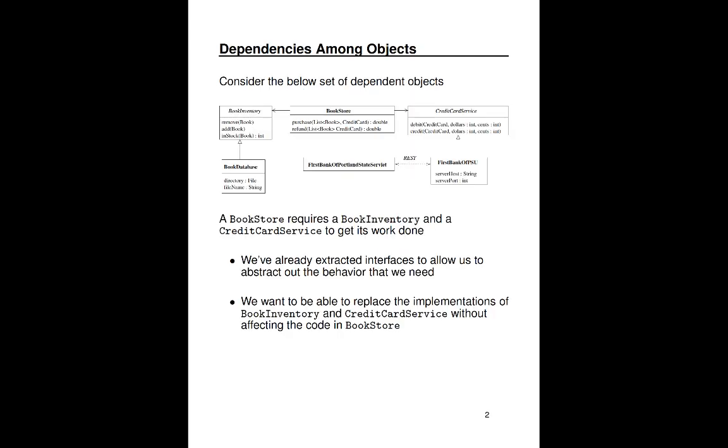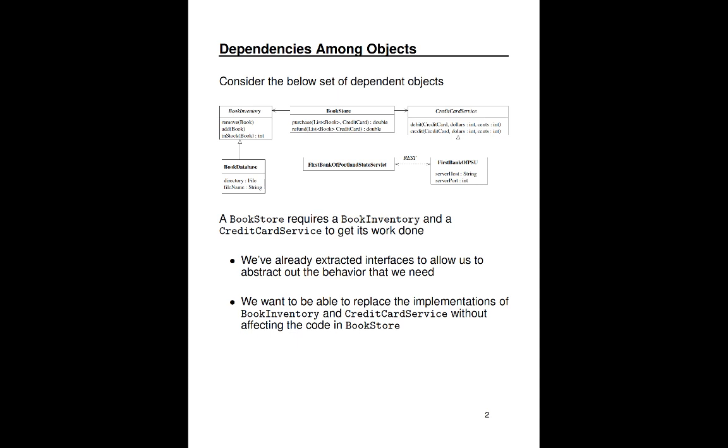To begin with, let's talk about objects and how they depend on each other. The next couple of slides are going to talk about a series of objects that exist within a bookstore application that uses classes from this hierarchy. There's a bookstore class that allows a user to purchase and refund books using a credit card. Instances of this bookstore class depend on other kinds of objects, such as a book inventory, which keeps track of what books are available, and a credit card service that processes the credit card transactions.